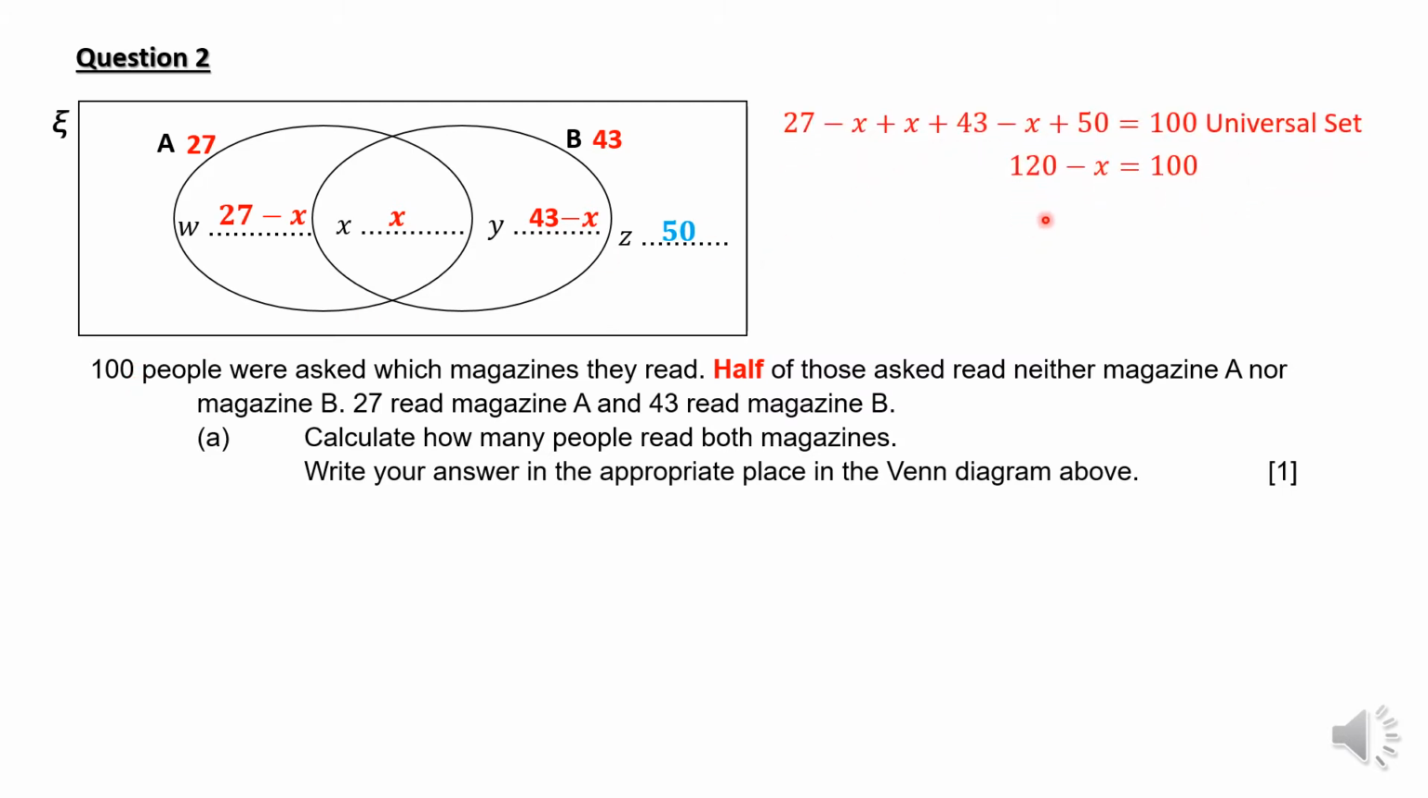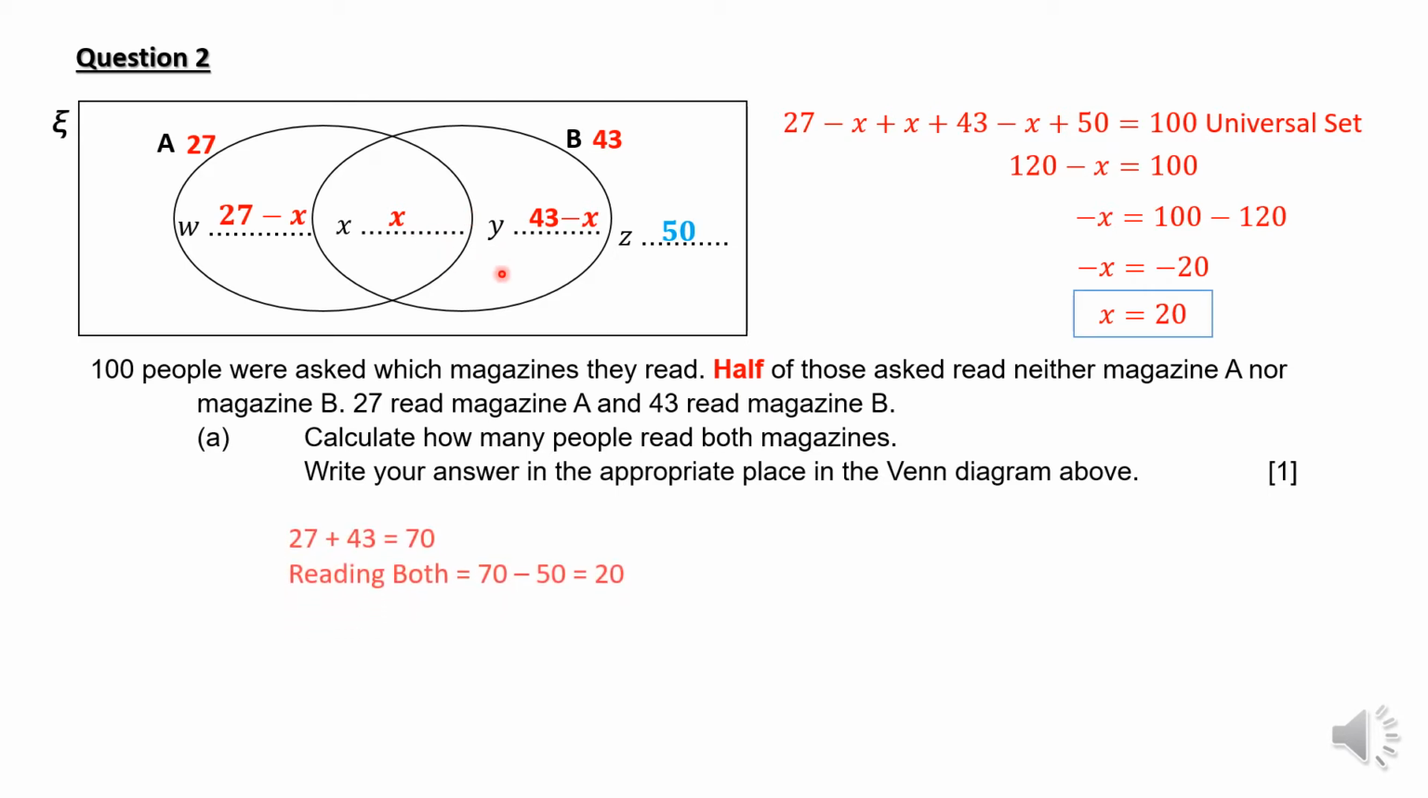So that equation then cleans up nicely to 120 minus X equals 100. So obviously you're going to get negative X is equal to negative 20. So therefore X is 20. So this X here is actually representing 20 people. 20 people are reading both magazines.